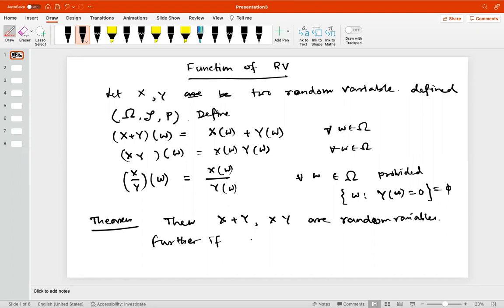Further, if the set where Y equals 0 is empty, then X by Y is also a random variable. So this is very important. The proof of addition is easy, but the product and the others are slightly complicated. We should not go into this proof. You can easily check it in the book.